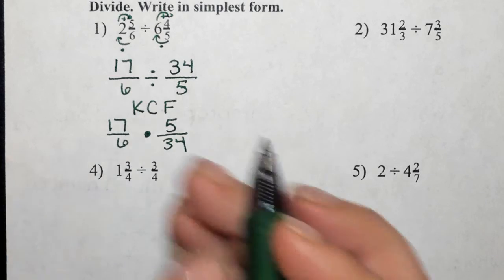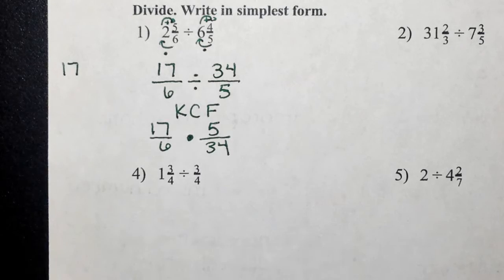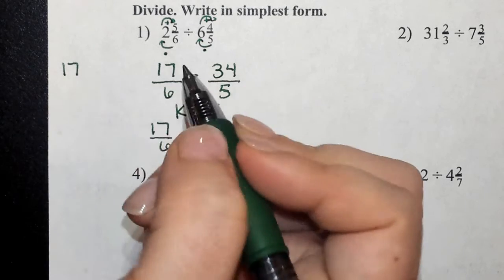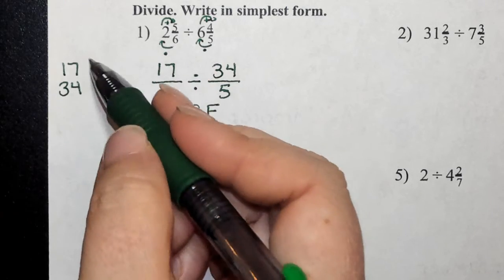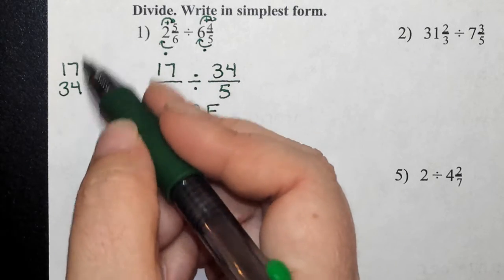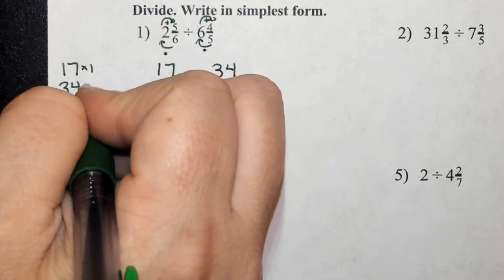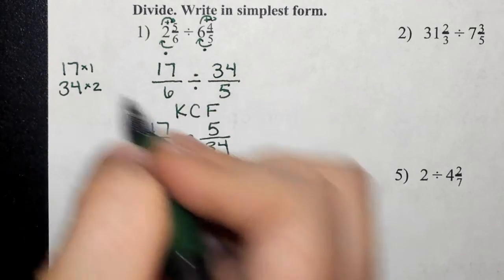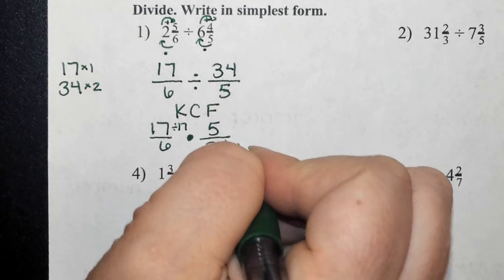17 and 34. Guys, whenever we have a number like 17, it might be a good idea just to write a short list of numbers. So 17 times 2 is 34. So that's a little multiplication skip jump. So can I simplify 17 to 34? Yeah, that's times 1. That's times 2. So I'm going to divide these by 17.